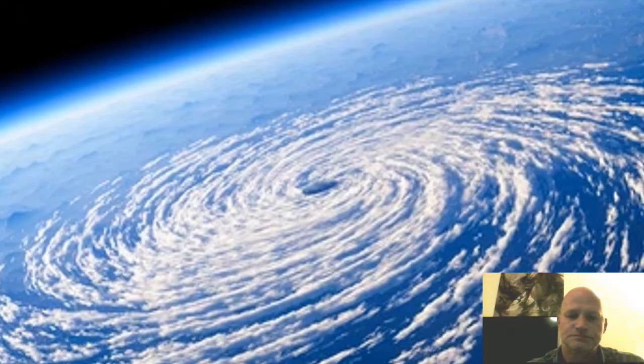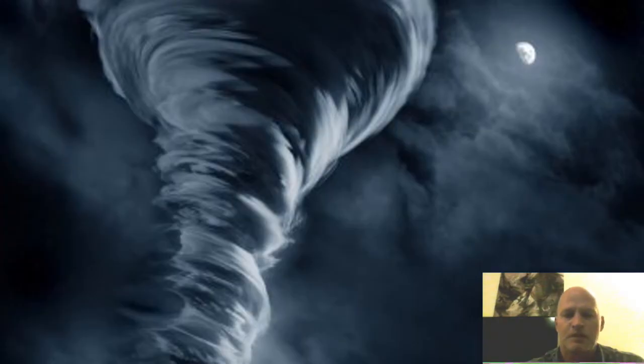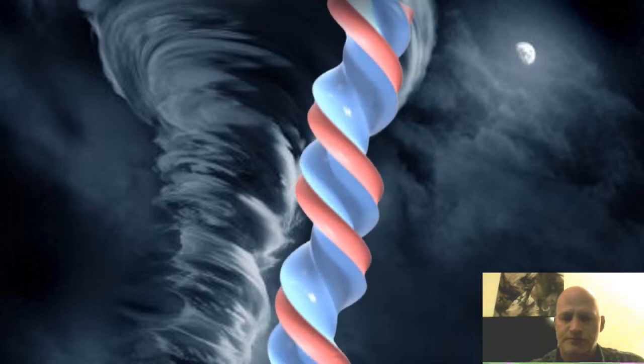This is a tornado. Take a careful look at the spirals and the ratio at which the spirals increase to the top. Now, I want you to compare that to this, your DNA.